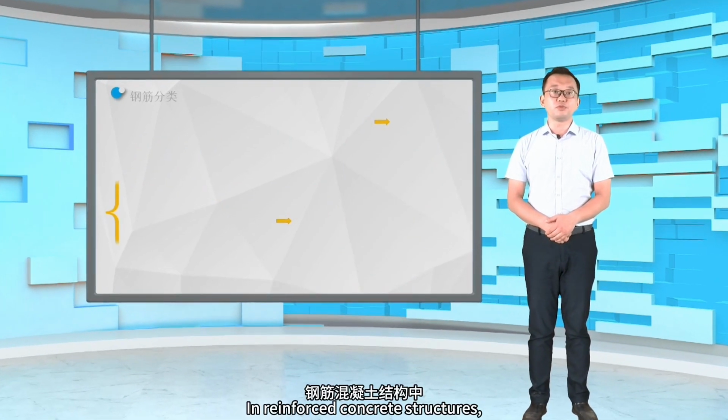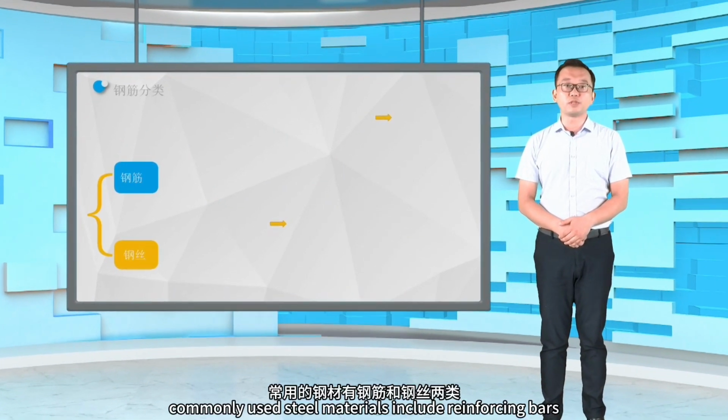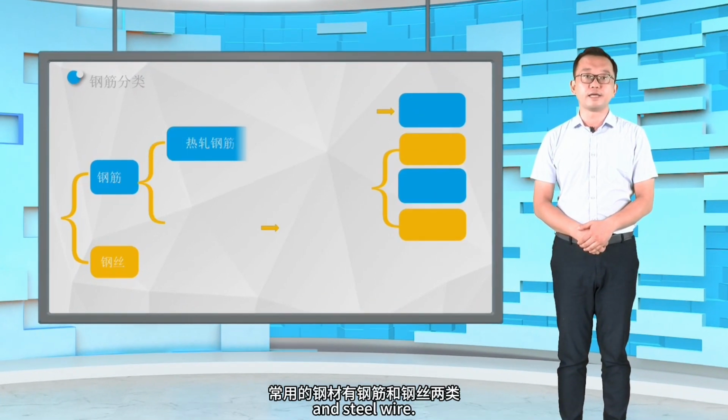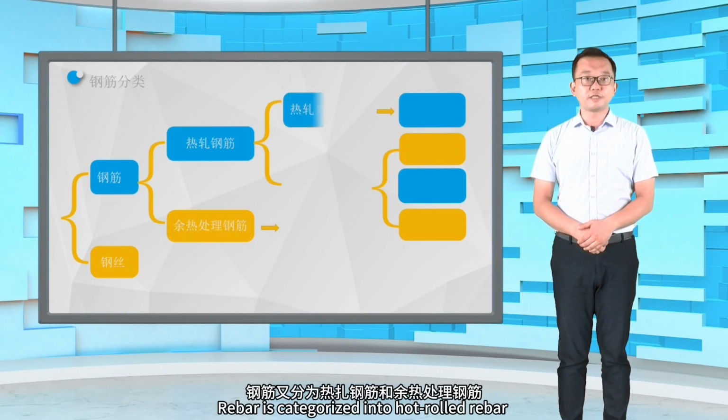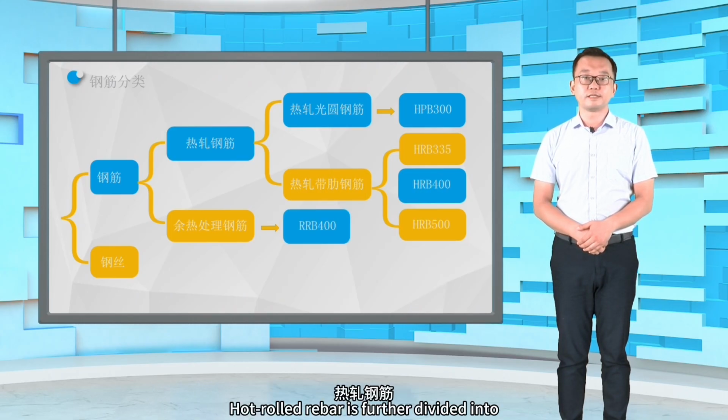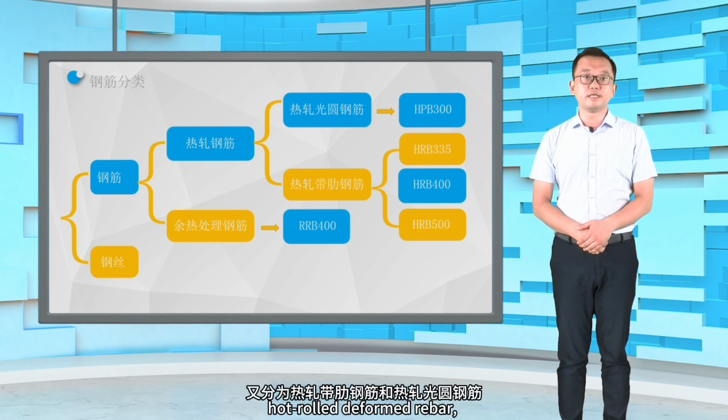In reinforced concrete structures, commonly used steel materials include reinforcing bars and steel wire. Rebar is categorized into hot-rolled rebar and thermo-mechanically treated (TMT) rebar. Hot-rolled rebar is further divided into hot-rolled deformed rebar and hot-rolled plain round rebar.